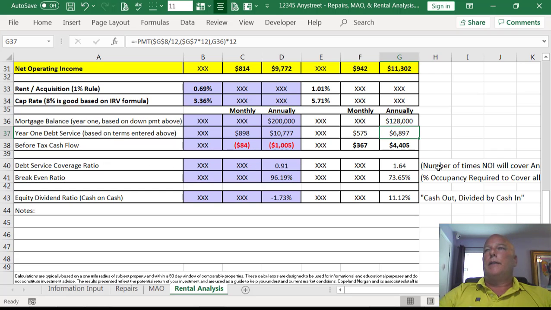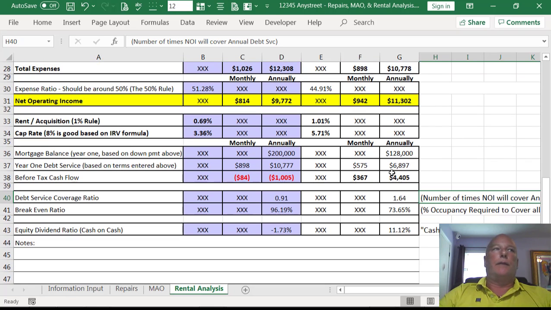Debt service coverage ratio, the number of times the net operating income is going to cover your debt service. So if you're looking here at 575, you're covering it by a little over 1.5 times, whereas here you're not even covering it. So if you're trying to get it financed, that's something that the lenders are going to look at and see what that debt service coverage ratio is. If it's 1 or more, it's better. The higher that number, the better it is for them.